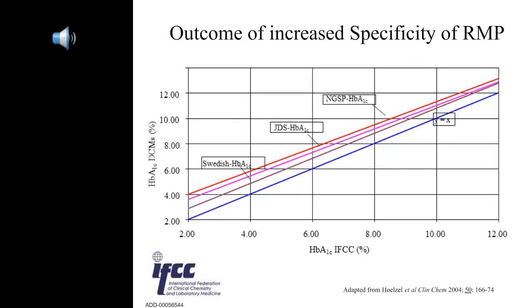The problem arose, of course, that the new reference measurement procedure for hemoglobin A1c described by the IFCC was different in results to those obtained by the National Society's HbA1c standardization schemes. And that is because the IFCC reference procedure was specific for hemoglobin A1c, whereas the other methods had interferences in their method.